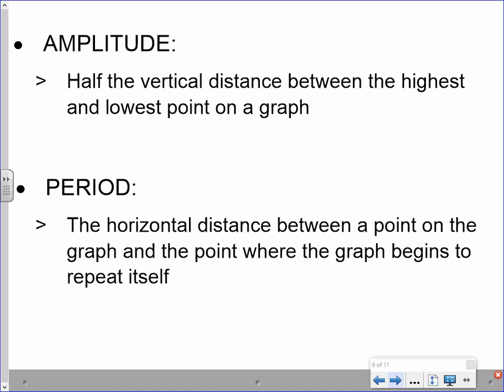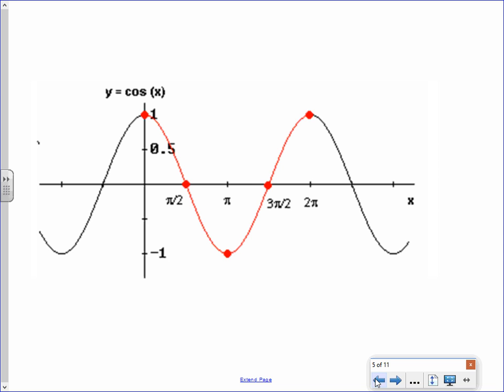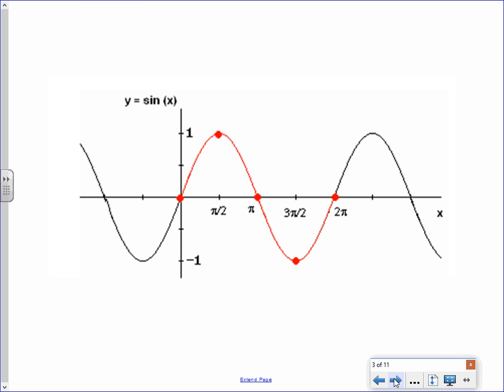Okay, so we're going to go back to our parent functions, and we are going to identify the amplitude and period for our parent functions. Sine graph, our amplitude. Half the vertical distance from top to bottom. Okay, since we stretch from -1 to 1, that's a total distance of 2, our amplitude would equal 1.